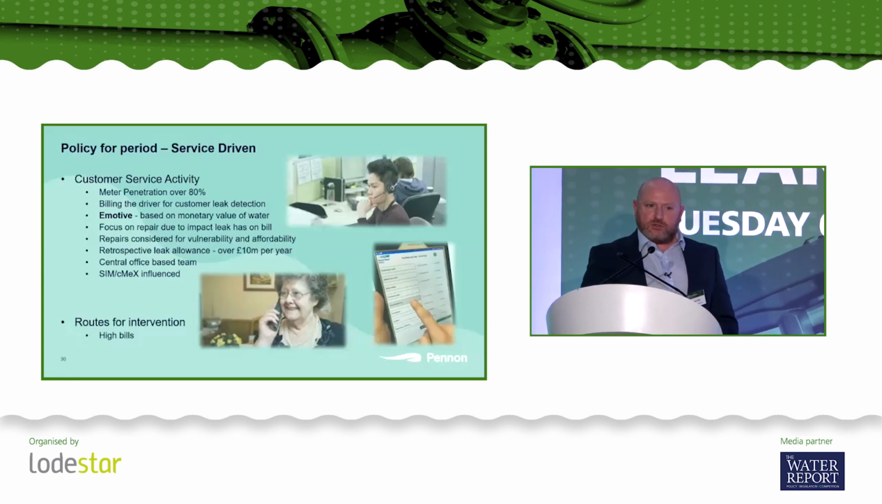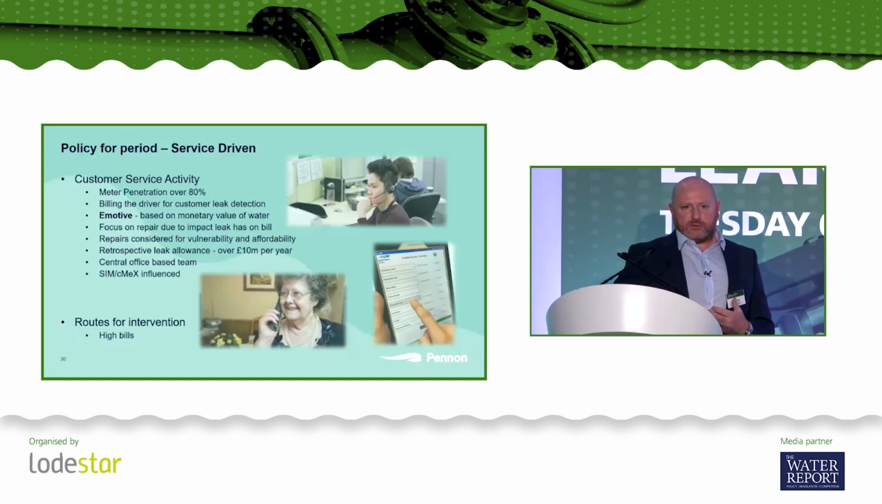We did do some repairs for customers, so they were considered for vulnerability or affordability, and we would apply retrospective leak allowances. At least £10 million a year we were giving away on leak allowances. So again, if the customer went outside of policy, we would pay that because it was considered a service to the customer.